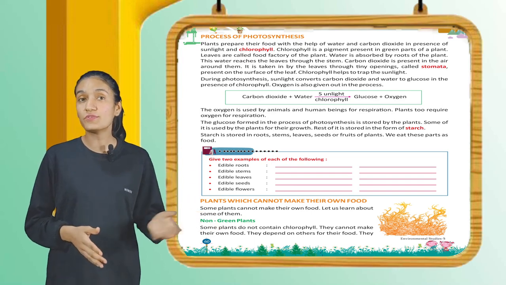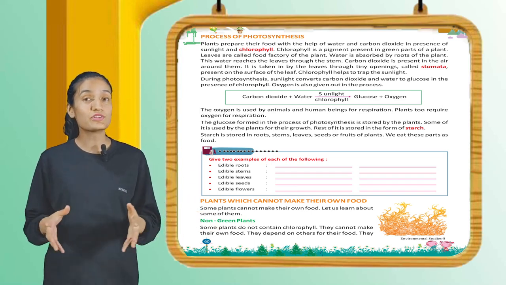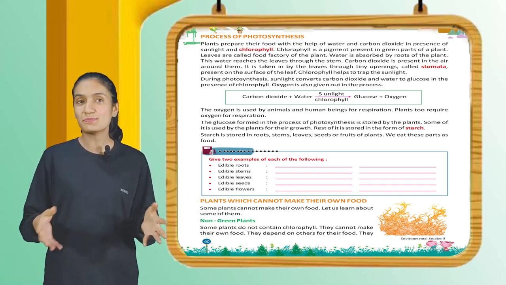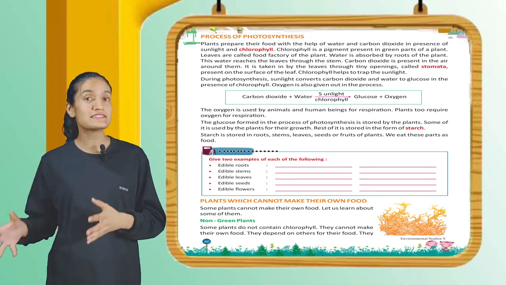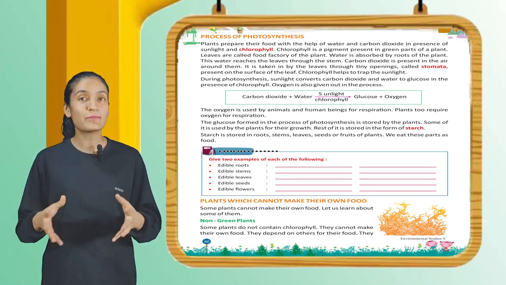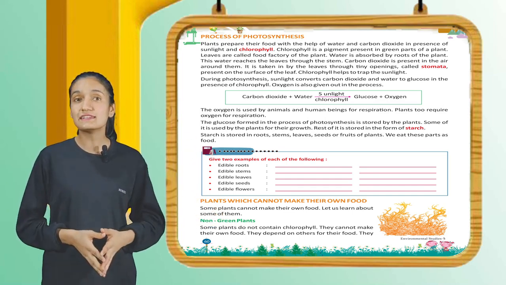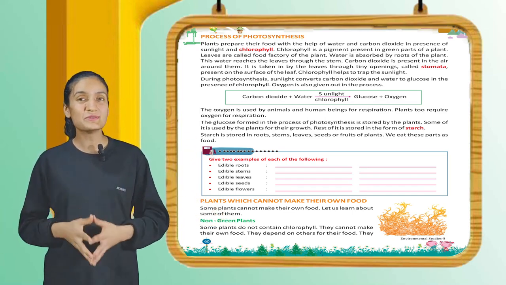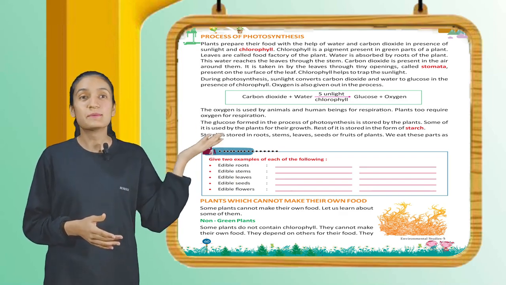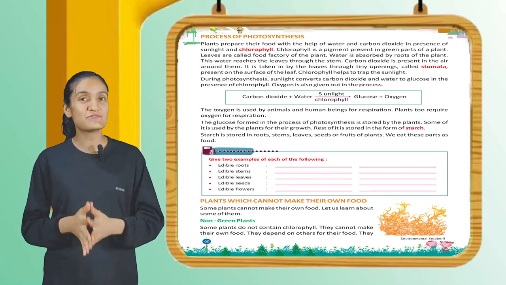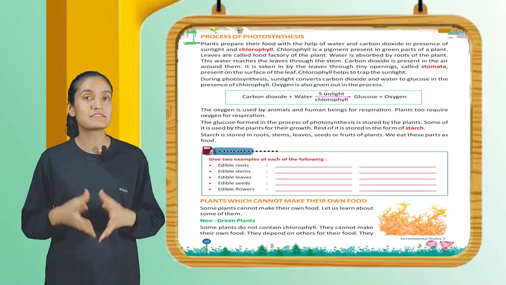Leaves are called food factory of the plant. Water is absorbed by roots of the plants. This water reaches the leaves through the stem. Carbon dioxide is present in the air around them. It is taken in by the leaves through tiny openings called stomata present on the surface of the leaf. Chlorophyll helps to trap the sunlight.